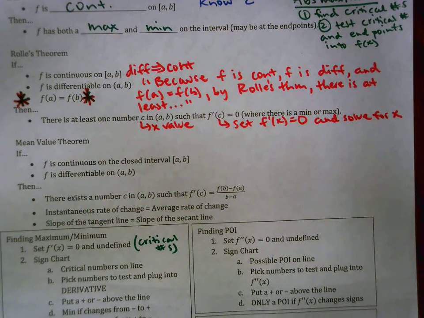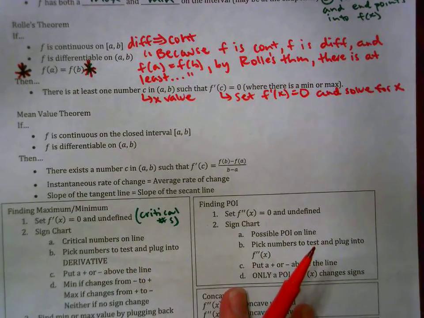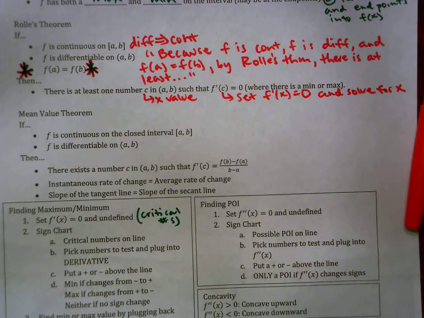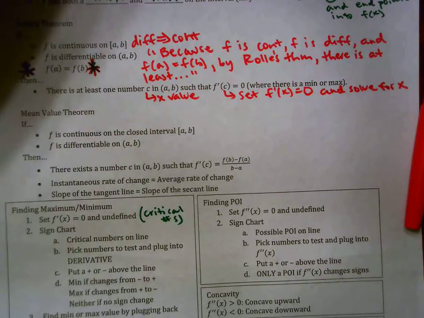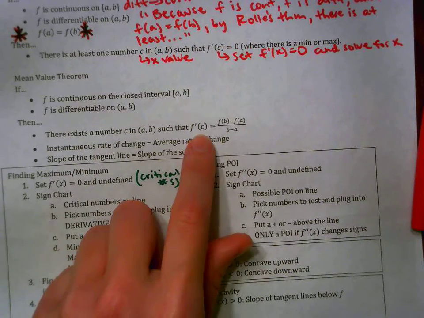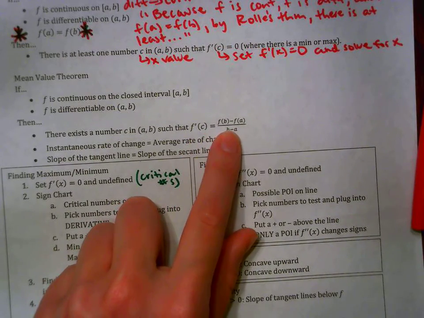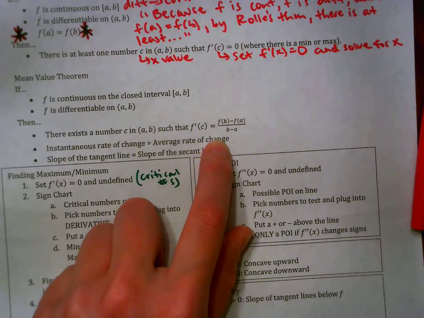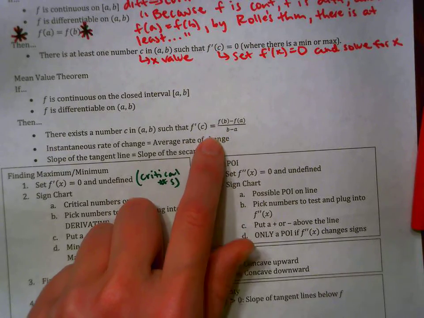Okay, so the mean value theorem is similar, but the only conditions are that it's continuous and differentiable on the interval. So you don't need f of a to equal f of b. For this one, what it does is it guarantees there's some c in the interval where f prime of c equals this. What is that? You should recognize that format. That's the average rate of change: f of b minus f of a over b minus a.